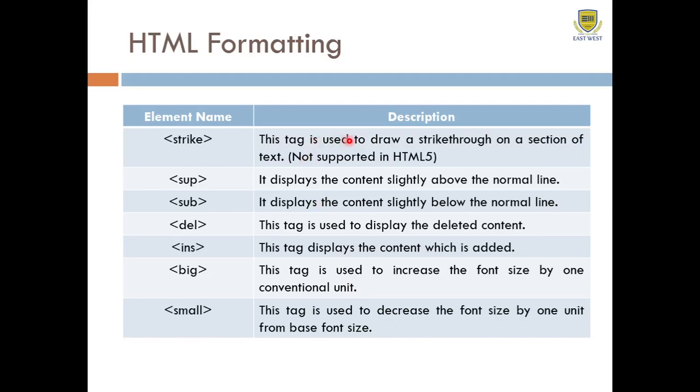The next tag available is the strike tag. This tag is used to draw a strike through a section of text which I don't want to show as that important. It will make a line on the statement. Next is the SUP tag. It displays the content slightly above the normal line, like superscripts. For example, 2 raised to the power of 3.